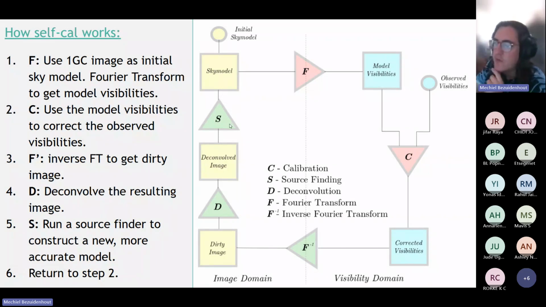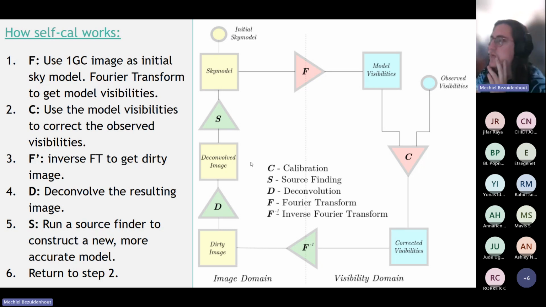So you improve the model, and then you go back using this new model back to here, do the Fourier transform again, correct the visibilities, inverse Fourier transform, deconvolution, in a loop like that, iteratively, until you reach some stopping criterion, which basically means until the image stops improving. So you can do this for as long as you like, but you stop whenever it's not helping anymore.